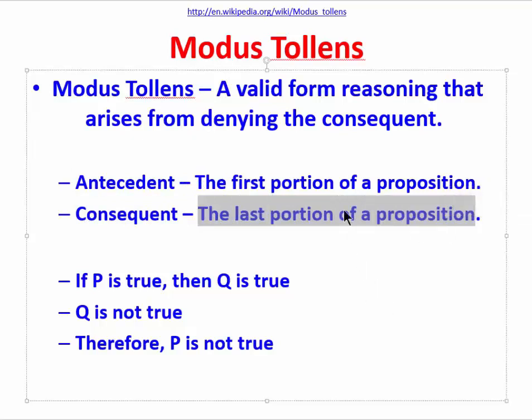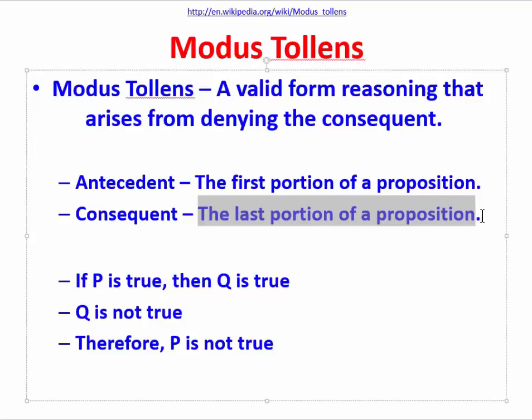So here then is the format of modus tollens. If P is true, then Q is true. That's our first statement. If we were to do an empirical analysis and find out that Q is not true, we could therefore conclude that P is not true. So we might state it this way: if P, then Q; not Q; therefore not P.